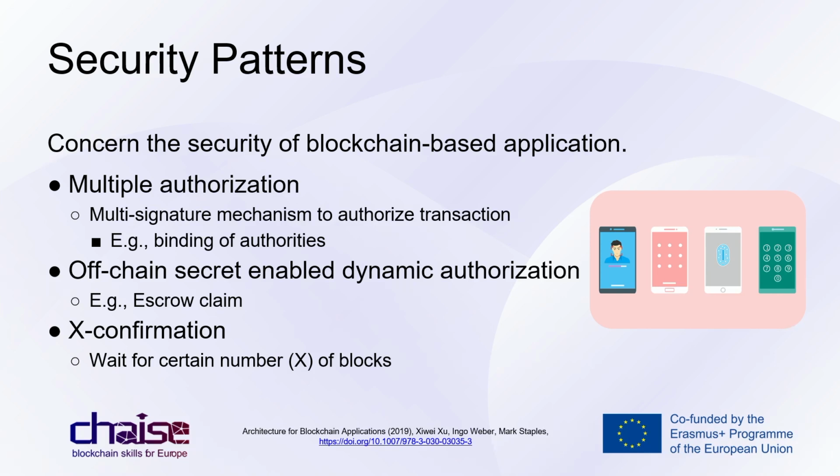The X confirmation technique we have already discussed. This technique is to wait for a certain number of blocks to protect transactions against double spending. For example, as we were discussing, Bitcoin uses 6 confirmations, and once the transaction reaches its finality, you can spend that transaction again. So this is one of the security patterns within the blockchain.